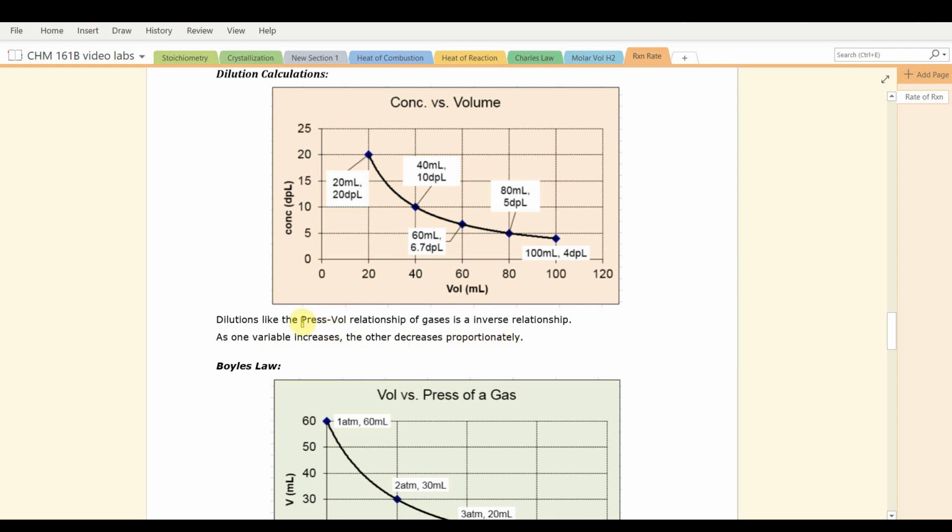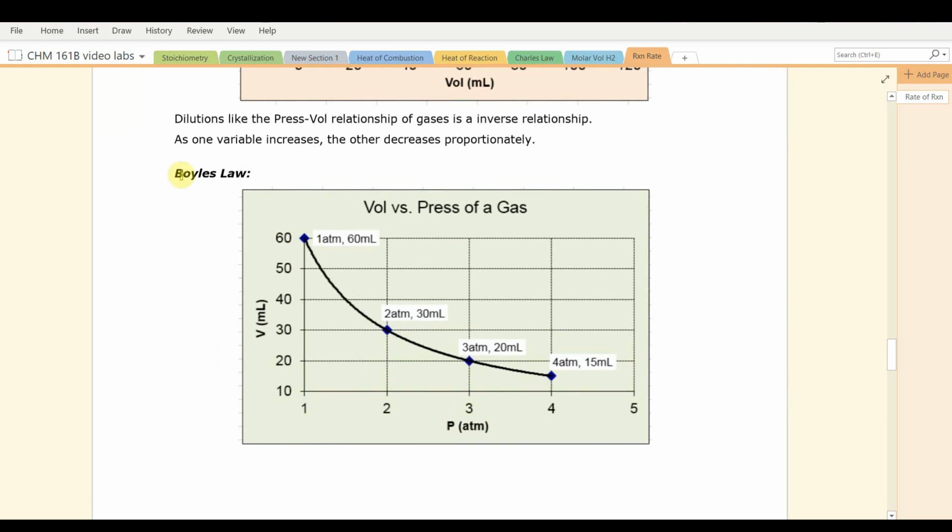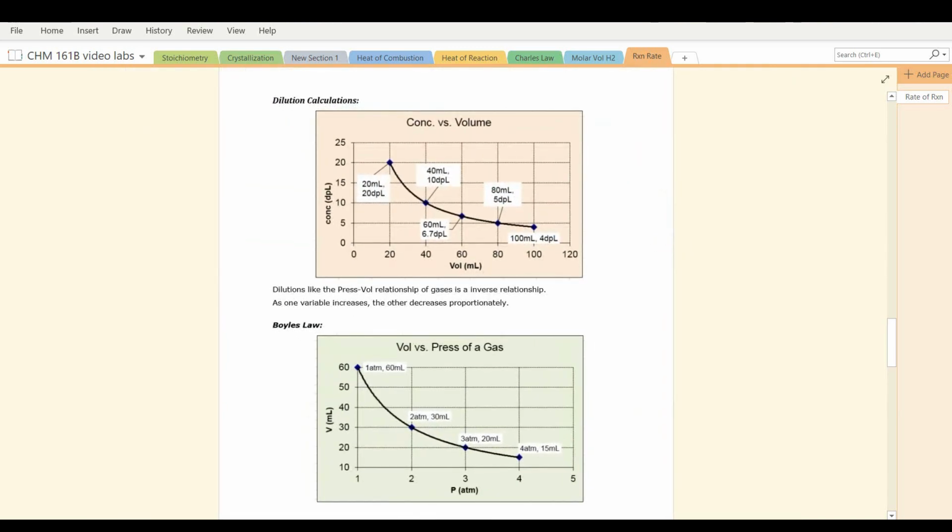And this is the very same relationship that describes the pressure-volume relationship of gases, which I have plotted here. This is described by Boyle's law. Notice that as the pressure of a gas increases, its volume decreases proportionately. So in both these examples, you can solve problems involving dilutions or pressure and volume of a gas by making logical statements and making ratios that make sense, rather than memorizing formulas, and I would encourage you to do that.